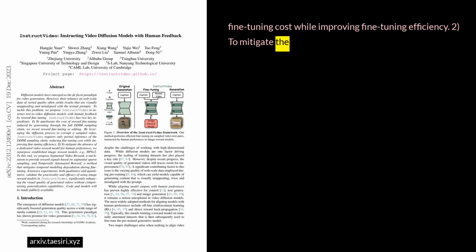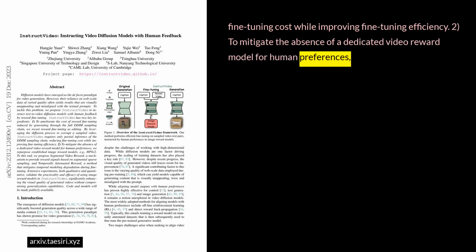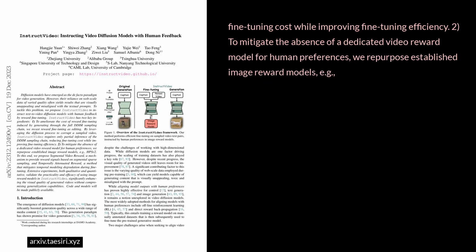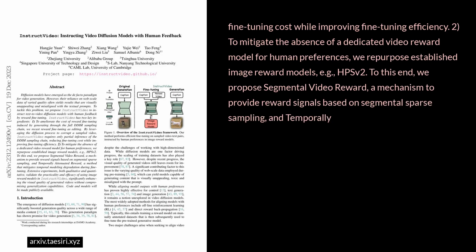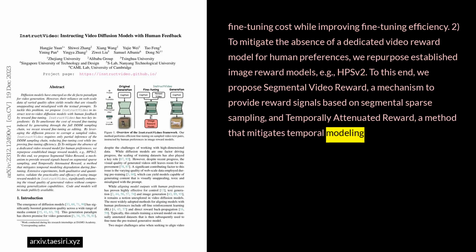2. To mitigate the absence of a dedicated video reward model for human preferences, we repurpose established image reward models, for example, HPSv2. To this end, we propose segmental video reward, a mechanism to provide reward signals based on segmental sparse sampling, and temporally attenuated reward, a method that mitigates temporal modeling degradation during fine-tuning.